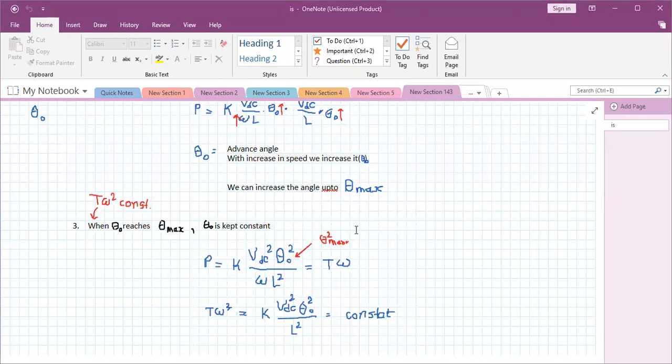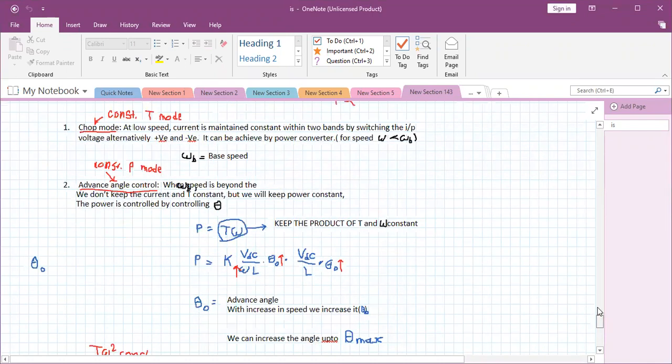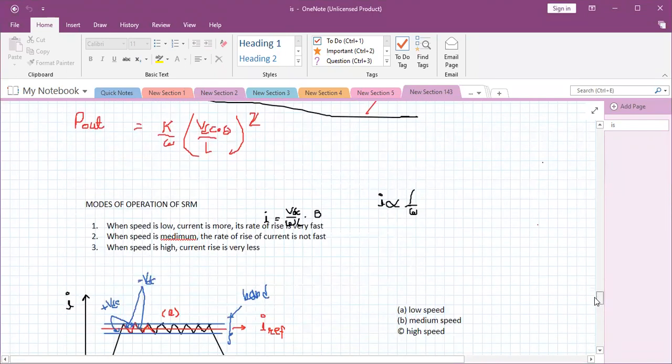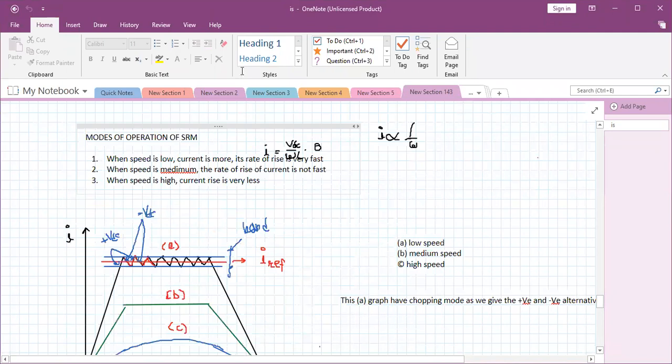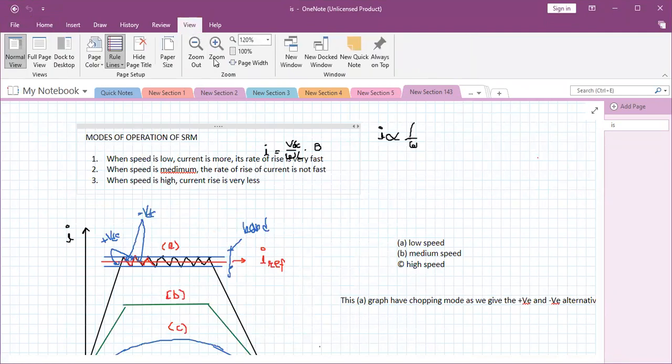Okay. In the last session, we discussed the modes of operation of the SRM. There are basically three modes of operation. When the speed is low, current and speed are inversely proportional, so if the speed is low, current is more. It means its rate of rise of current is very fast.